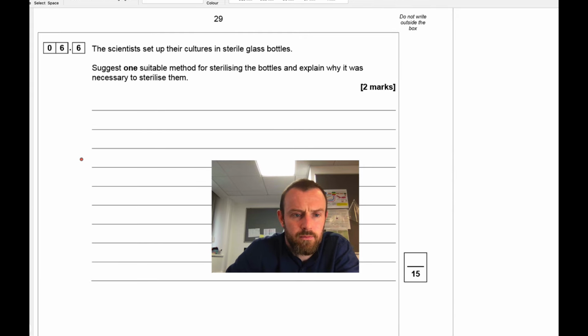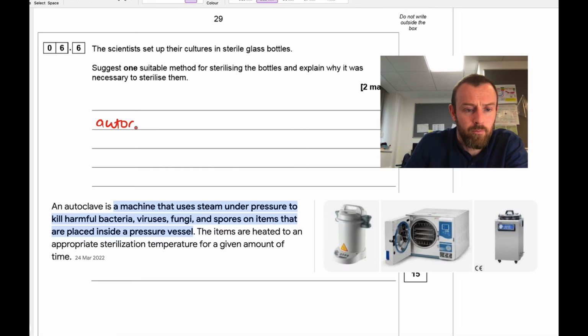Okay, 6.6. The scientists set up their cultures in sterile glass bottles. Suggest one suitable method for sterilizing the bottles and explain why it was necessary to sterilize them. Okay, so you could sterilize them in an autoclave. Would that give you marks? I hope it would. So an autoclave is basically like a kind of steam bath, but very hot steam at above 100 degrees Celsius. Autoclave the bottles so that all the bacteria on the bottles are killed.